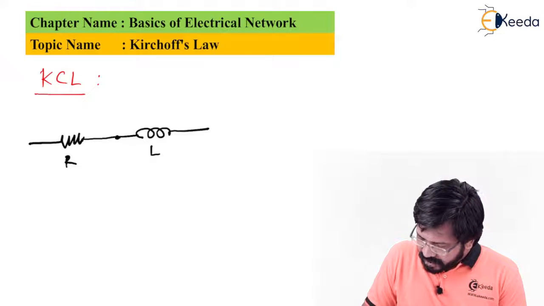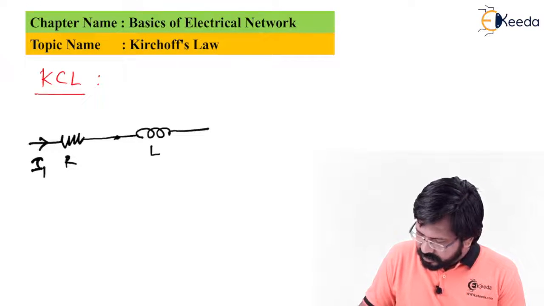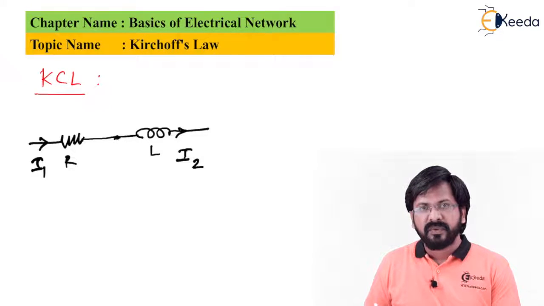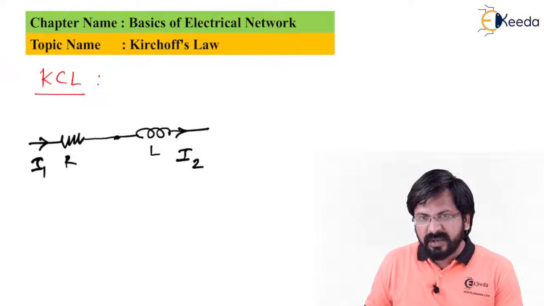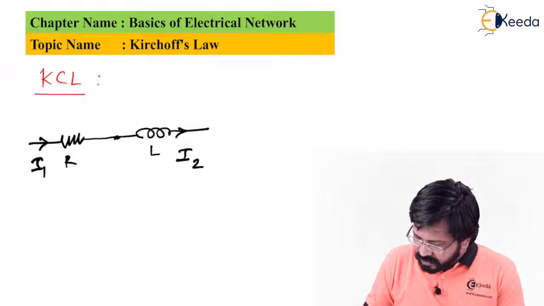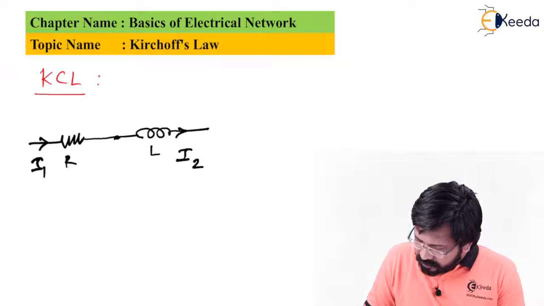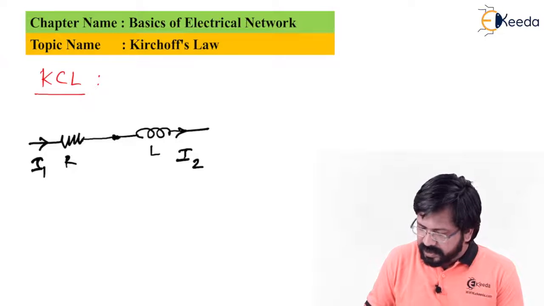Now, suppose I assume some current over here, let's say I1, and I assume some current over here, let's say I2. We know that current in a series circuit remains the same. So, can I say in this case that I1 and I2 are equal? Yes. So here I1 and I2 are equal and I am defining this particular point as a node.